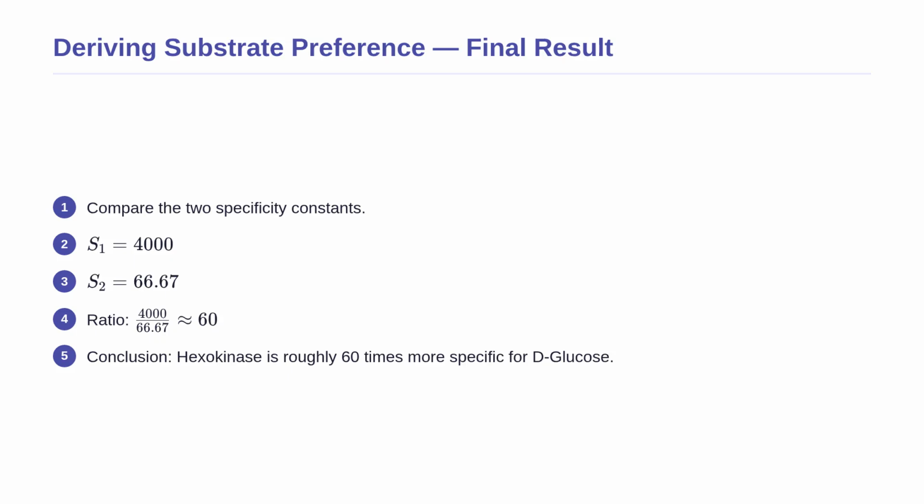Now we reach the final step of our mathematical proof for substrate preference. We compare the two results we just calculated. The specificity constant for D-glucose is 4,000, while for D-fructose it is only 66.67. By taking the ratio of these two numbers, we find that hexokinase is roughly 60 times more specific for D-glucose than for D-fructose. In a physical sense, this proves that if both sugars are present in your bloodstream, the enzyme will almost exclusively choose to react with D-glucose.